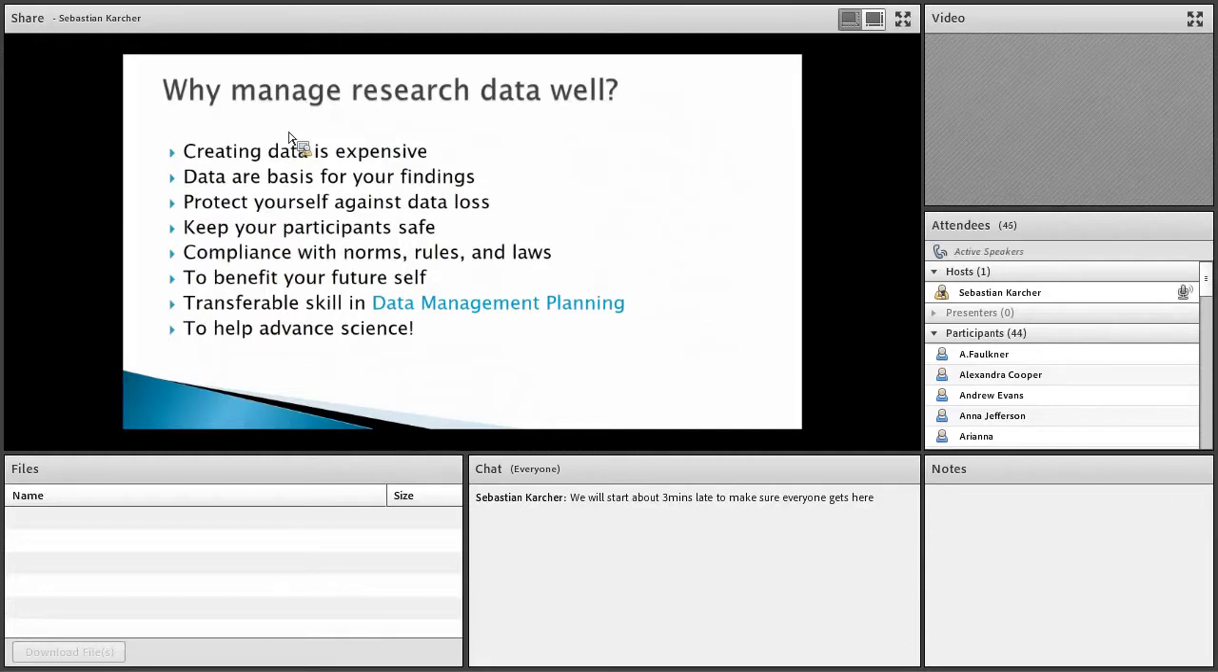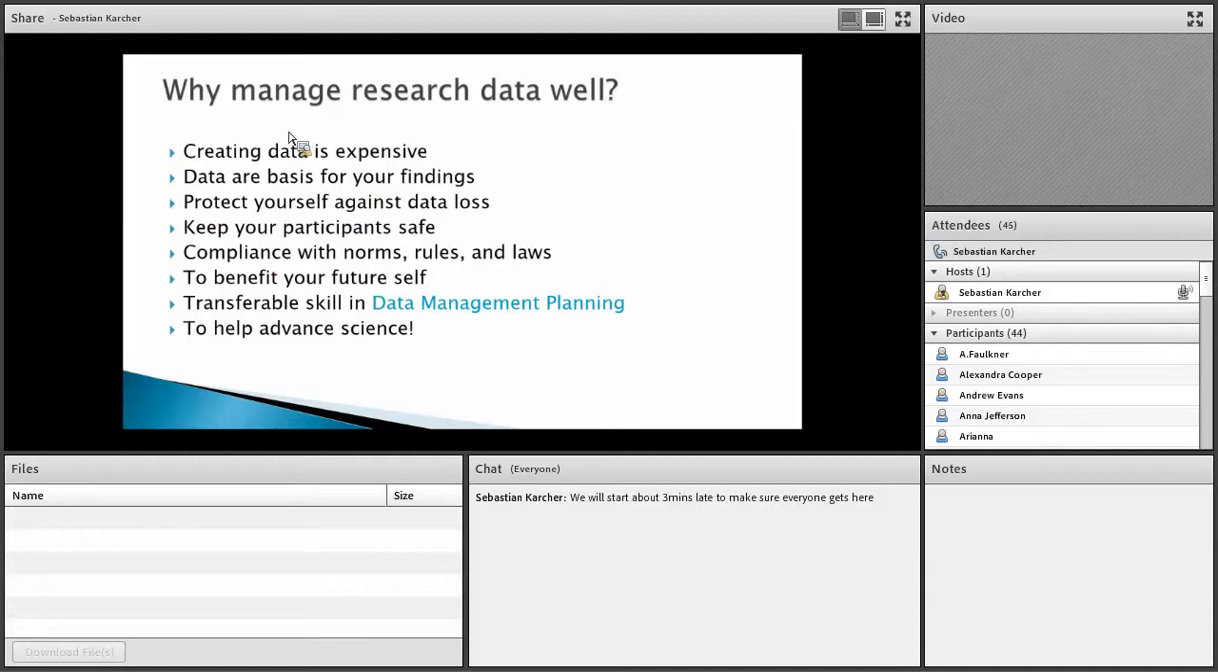And you also gain valuable skills. Data management is a fairly hot topic, and by being at the cutting edge of it, by knowing what you're doing, you have a valuable transferable skill. There are plain economic reasons. Data is very costly to produce and a valuable asset, and we should treat it as such. We should be careful with it.